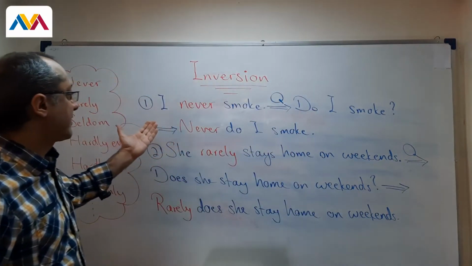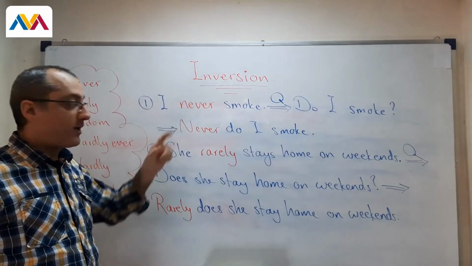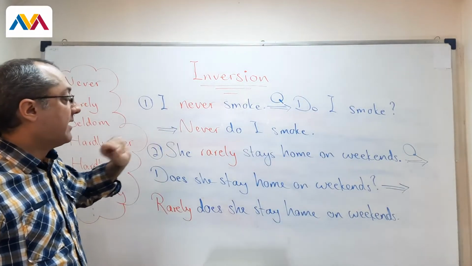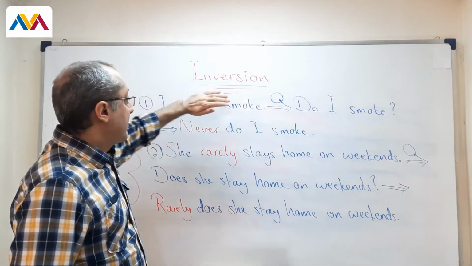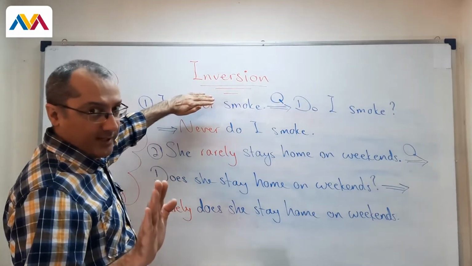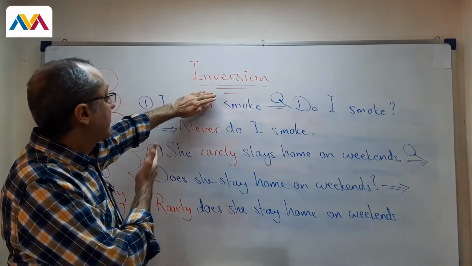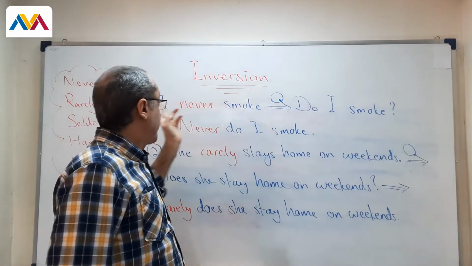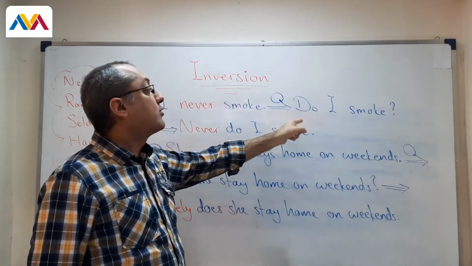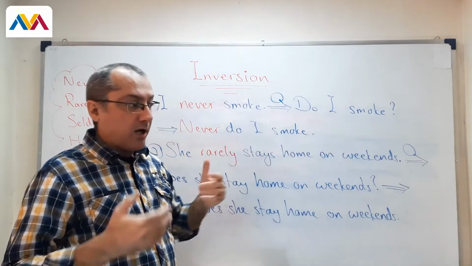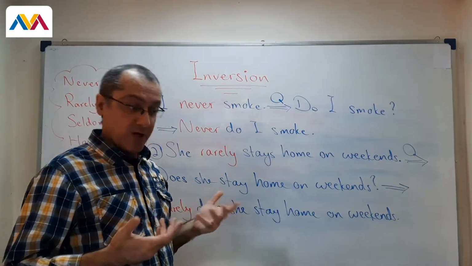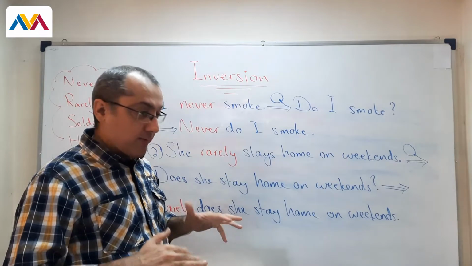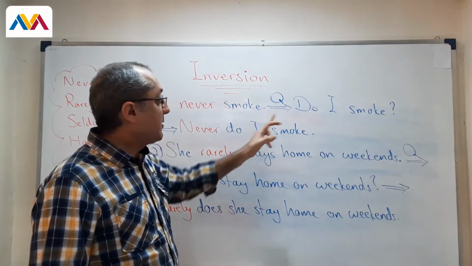Okay, here's our first example. I never smoke, with the negative word in red. To change it to a question, imagine the sentence without the negative element. Imagine the sentence where I smoke. And now, to change I smoke to a question, you say, do I smoke? I drive. Do I drive? Yes. I swim. Do I swim? Yes.